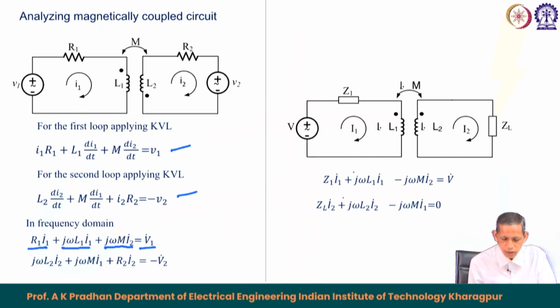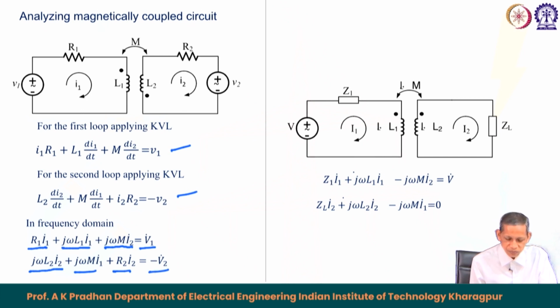Importantly, you see here in the first equation, for loop 1, the corresponding I 2 term is coming because of the mutual inductance M. Similarly, for the second equation, the corresponding frequency domain equation becomes j omega L 2 I 2 plus j omega M I 1 plus R 2 I 2, which equals minus V 2.